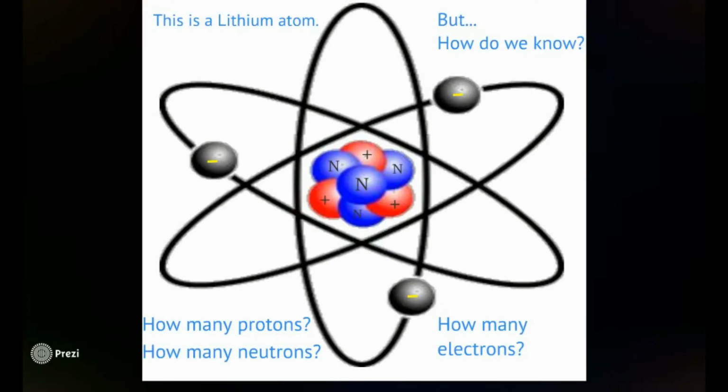So I can look at this and tell that this is a lithium atom, but you need to ask yourself, how can you do that? Because you might get one on the test that looks like that, but not as pretty. That one's actually pretty uniform. But how can you look at that and tell that it is lithium?